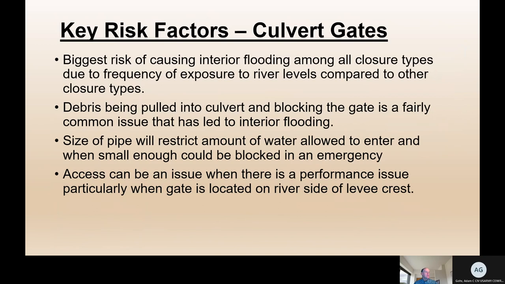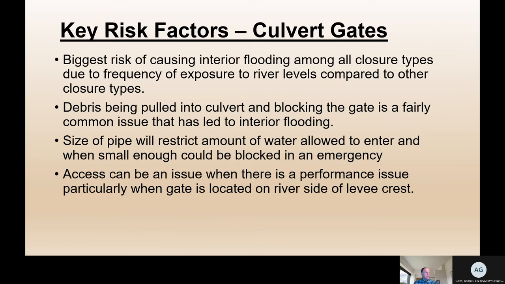And the key risk factor is that culverts carry water and they're gravity discharges. So that means they're the lowest part of the levee in elevation, which means they're the soonest part of the levee to be submerged. So if the local sponsor is not rapid in checking the gravity closures, they can get closed around debris and then not seal. So that's really the problem.